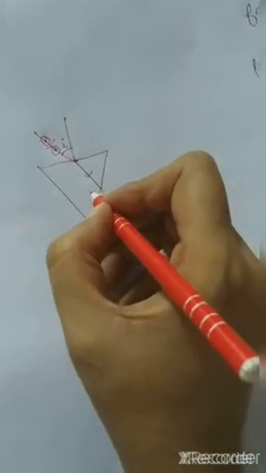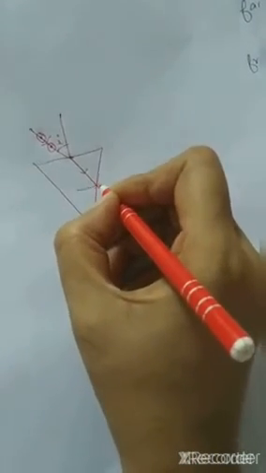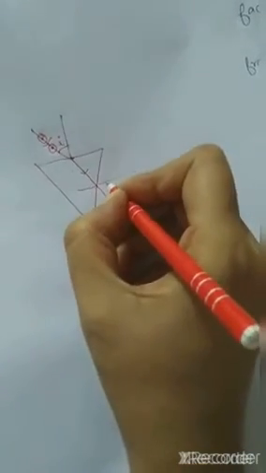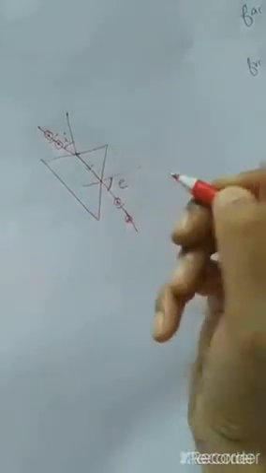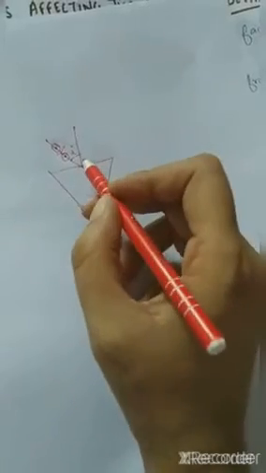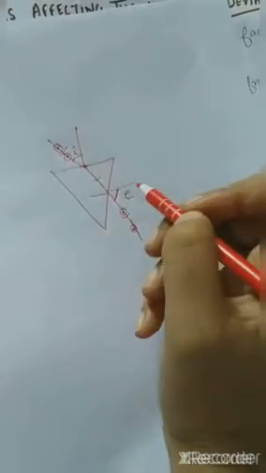Now you have to draw the normal on this surface also. Clear? So this will become your angle of emergence. Clear? So this is your angle of incidence and this is your angle of emergence.